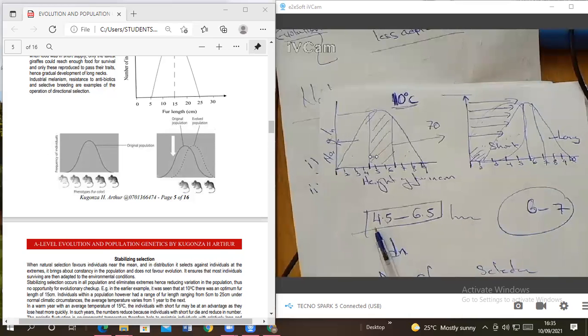Talema, are we together? Okay, we continue. Talemo has understood. Hope everyone has understood what we were talking about. Have we understood what directional selection pressure is?